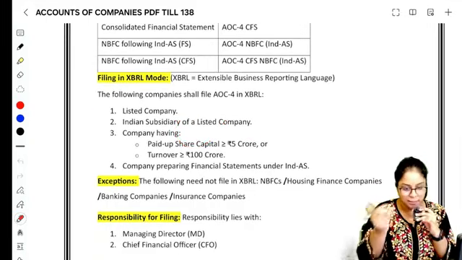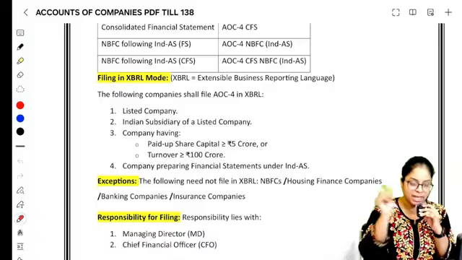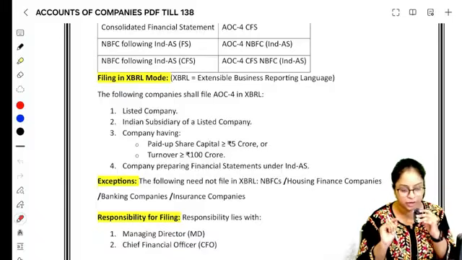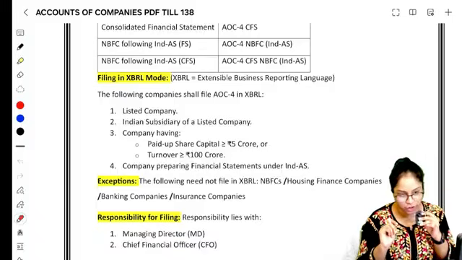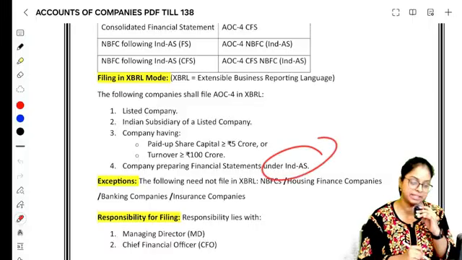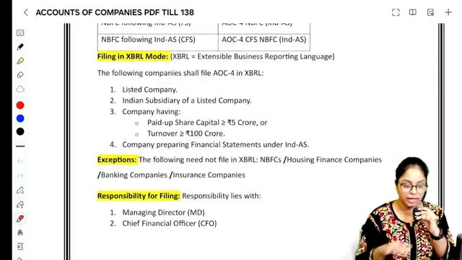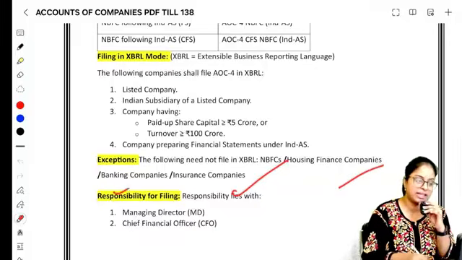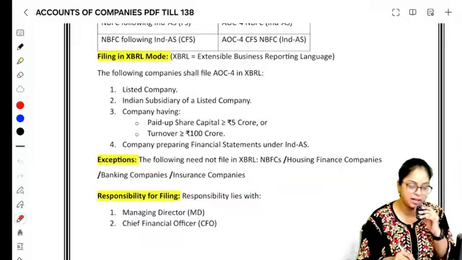In case you're a listed company, an Indian subsidiary of a listed company, a company having paid up share capital of more than or equal to 5 crores or turnover of more than or equal to 100 crores, or a company which is preparing the financial statements under Ind AS. But remember, if you are the following company, that is NBFC, housing finance, banking, insurance, XBRL reporting is not required for you.